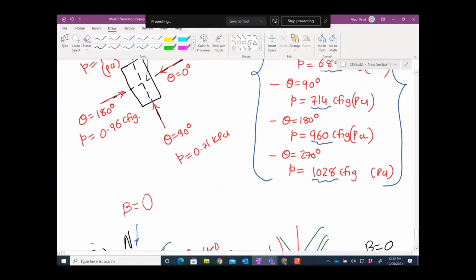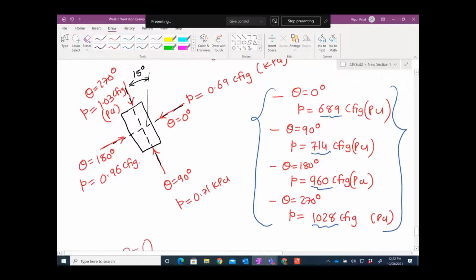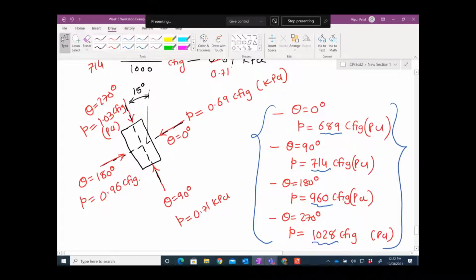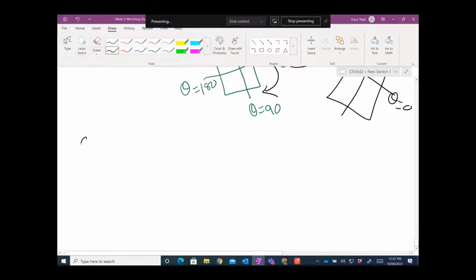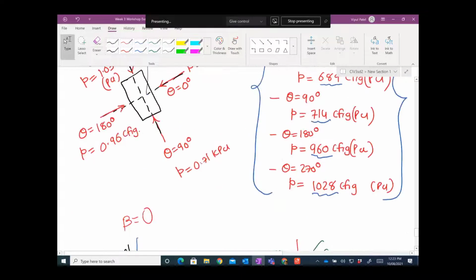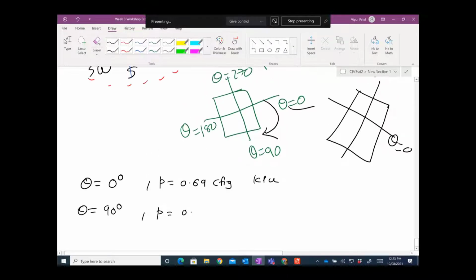We have taken the 4 different pressures now. Now we need to work it out one by one. So when theta equal to 0 degree, which is here, you have pressure of 0.69 kilopascals. When theta equal to 90 degree, you have pressure equal to 0.71 kilopascals.